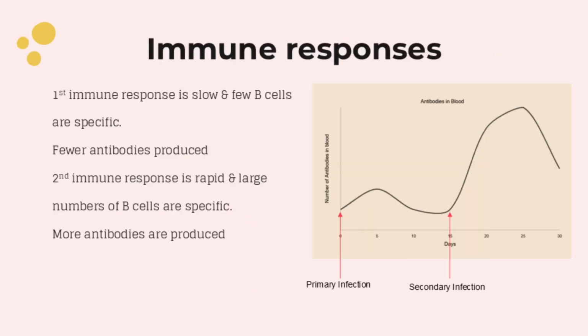Immune responses. The first immune response is slow, and few B cells are specific. This causes fewer antibodies to be produced. The second immune response is rapid, and large numbers of B cells are specific, so more antibodies are produced. This diagram shows a clear representation of the number of antibodies in the blood.